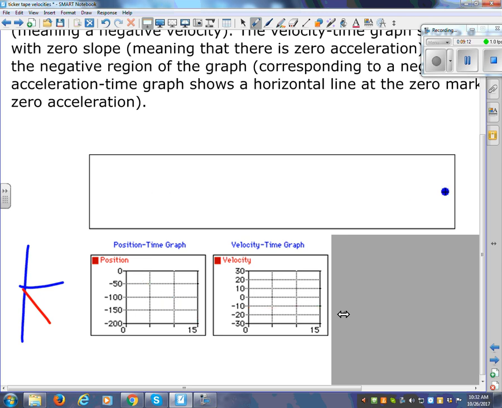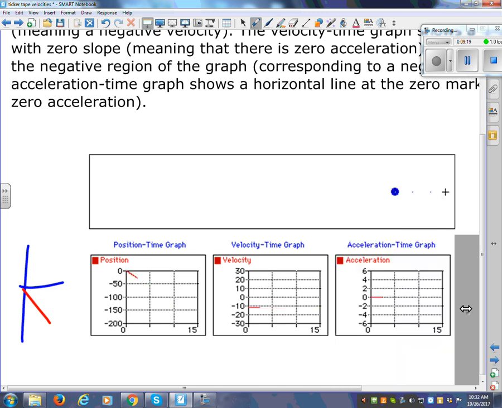What would the corresponding acceleration time graph look like? It'd be flat at zero, like that? Notice that it is exactly the same as the previous one. How come? It's not changing speed.